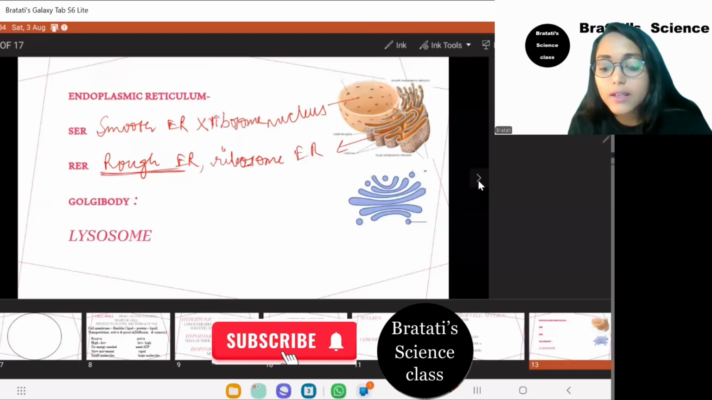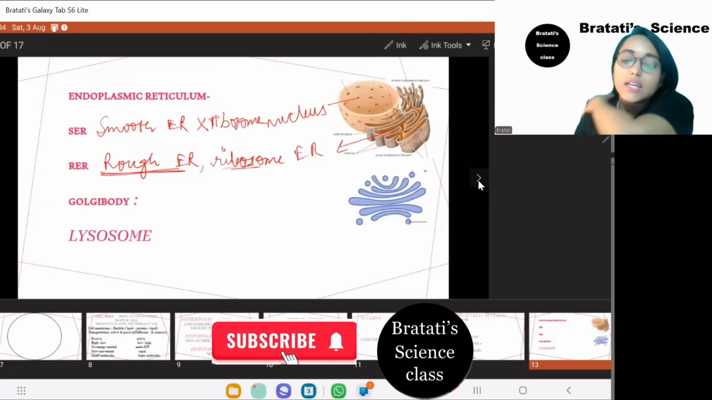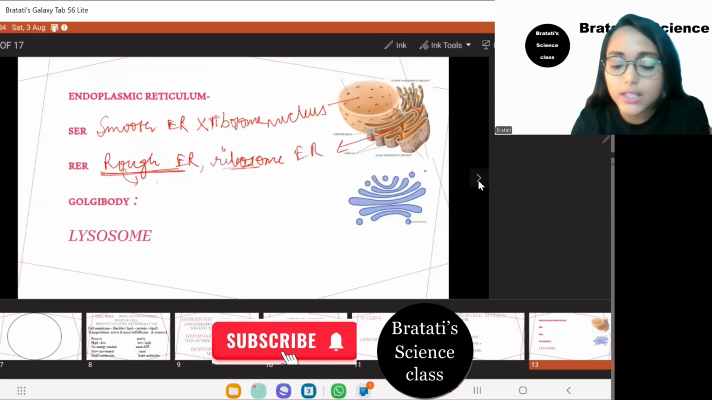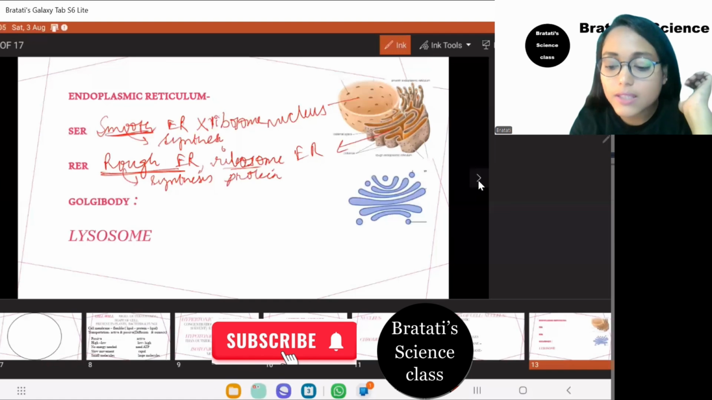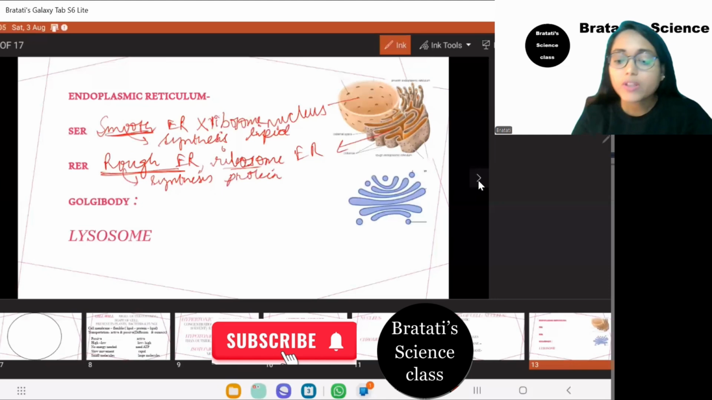In rough ER, the ribosome is present, and you know the main function of ribosome is synthesis of protein. So rough ER can synthesize protein, and smooth ER synthesizes lipid, which is fat. Smooth ER synthesizes lipid, and this rough ER synthesizes the protein.